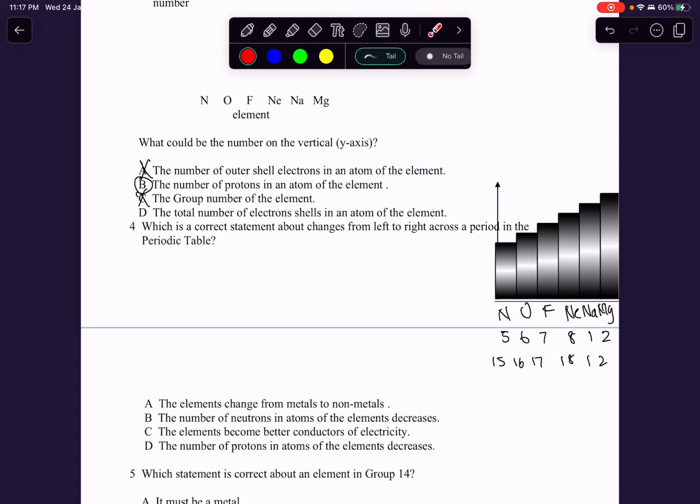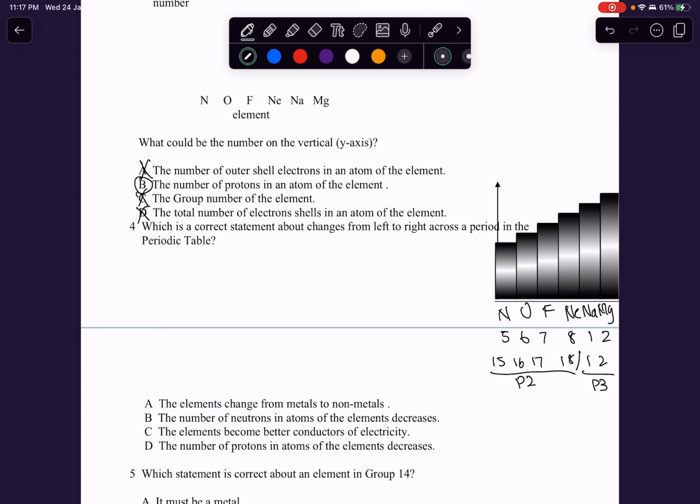D, total number of electron shells in the atom of the element. Notice that as you pass the noble gas, which is one group, it goes from period 2 to period 3. So it's definitely wrong, because the period number corresponds to the total number of electron shells, and since they are from different periods, the number of electron shells will be different.